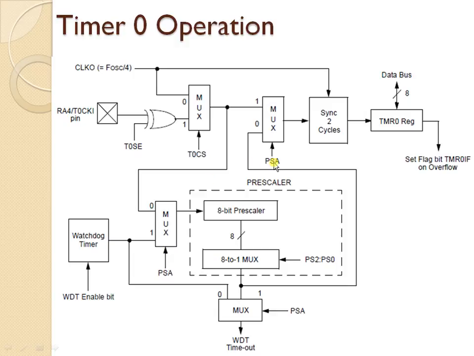If you are programming it to 0, then the prescaler is assigned to the timer, and its output is given here. As it is 0, this input will be given to the synchronous 2 cycles block, which will synchronize the incoming clock with the oscillator clock, and then that output clock is given to the Timer0 register. So this is how the operation of Timer0 takes place.